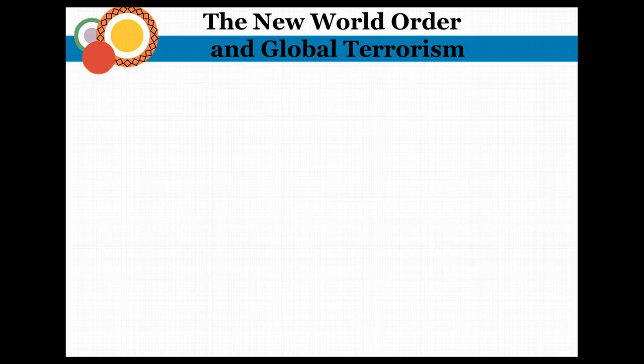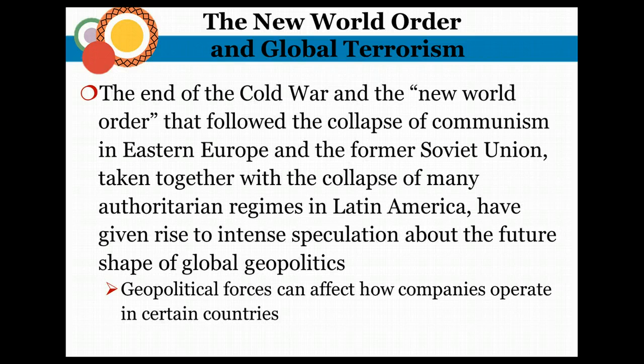All right. So let's move to this new world order and global terrorism. We have the end of the Cold War between Russia and the United States, which disintegrated in 1990. It's the collapse of communism, the changeover for many countries around the world from dictatorships to more democracies. It's really changed the shape of the world. Western democracies are becoming more prevalent around the world.